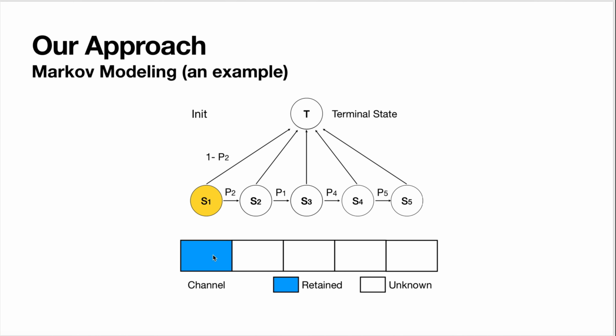For example, here is a layer with only 5 channels. State 1 means retaining the first channel, and state 2 means retaining the second channel, and so on. The terminal state T means the pruning process is over. The probabilities here are the learnable transition probabilities, which will be introduced later. These animations represent a pruning process. Finally, the rest of the channels are pruned.